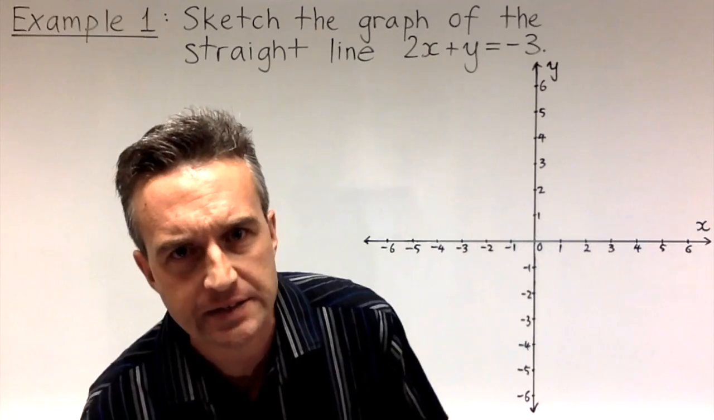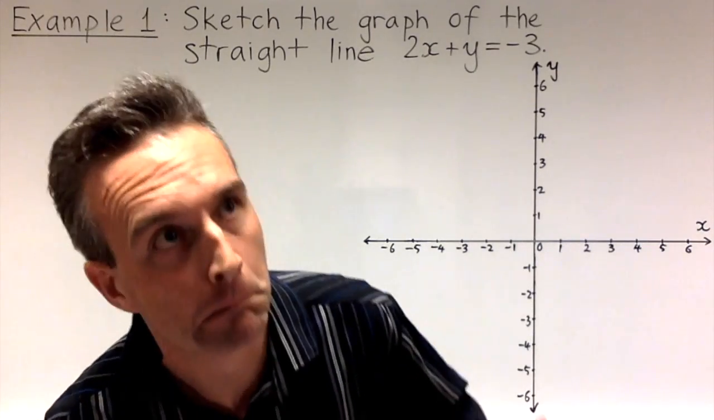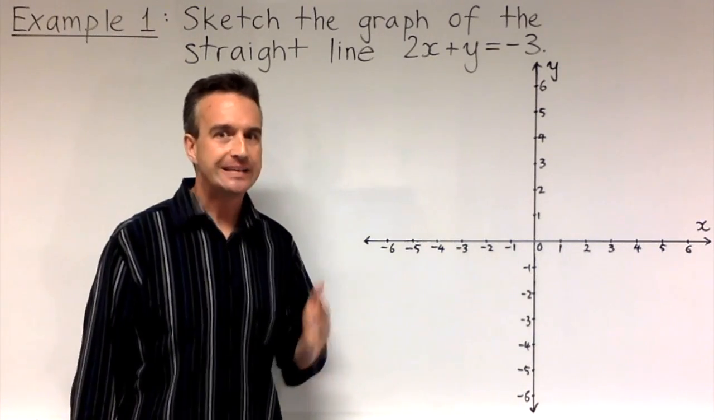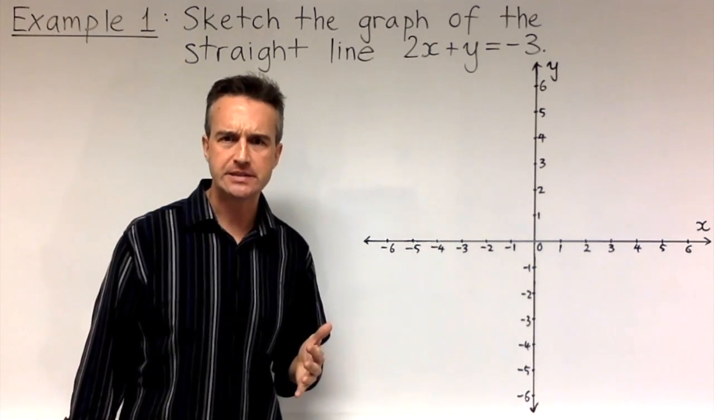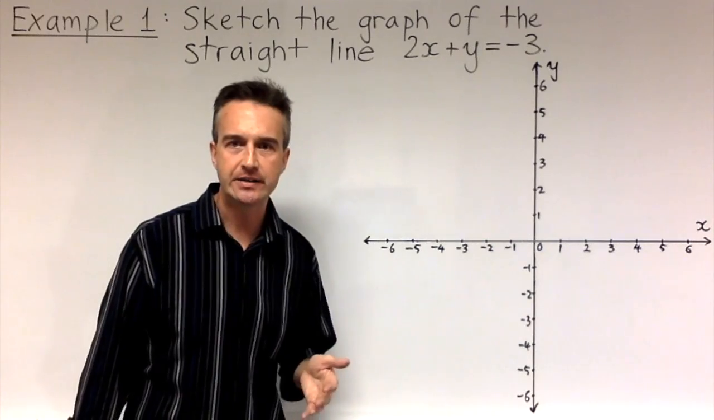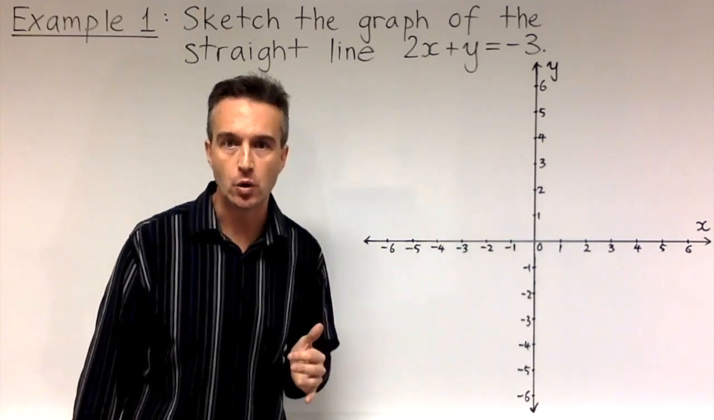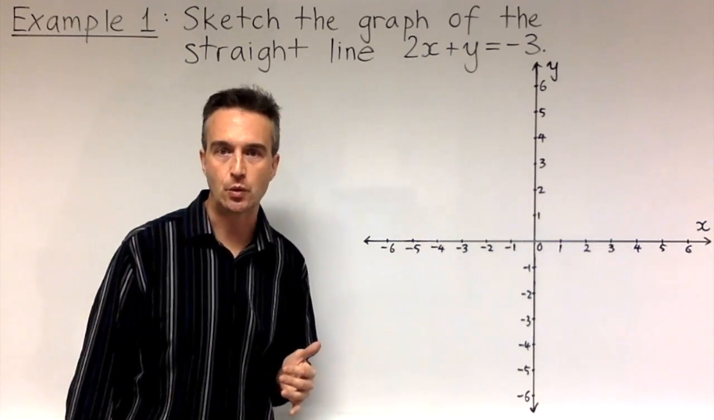But how do we know it's the equation of a straight line? Simple. It has an x in it and a y in it. The x and the y are not multiplied together. They are not divided. There are no square roots to the x or y, and there are no exponents or indices to the x or the y.